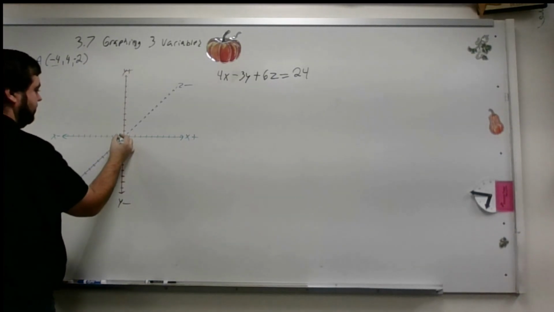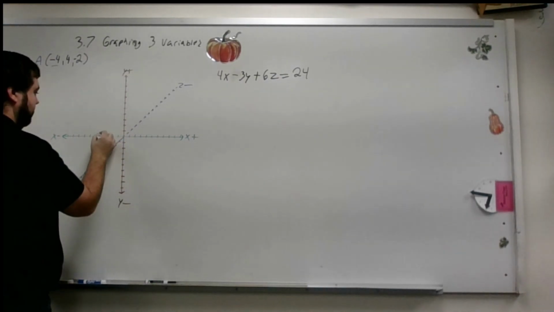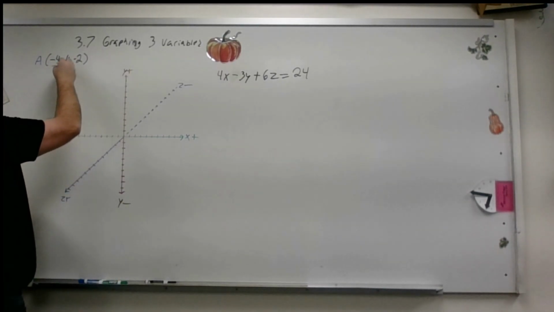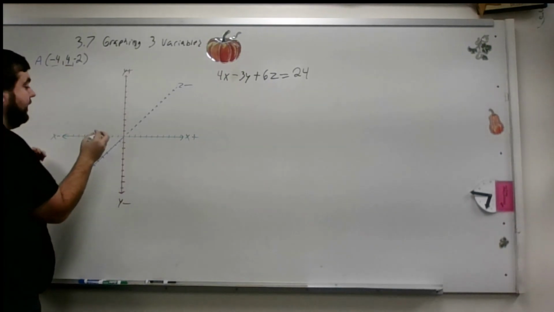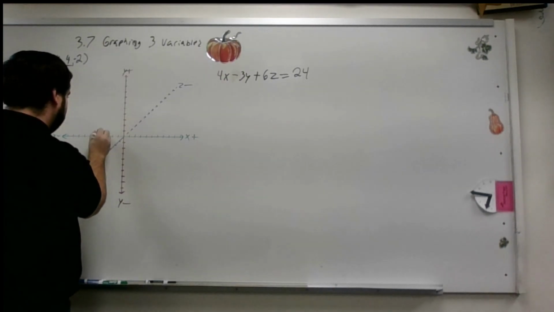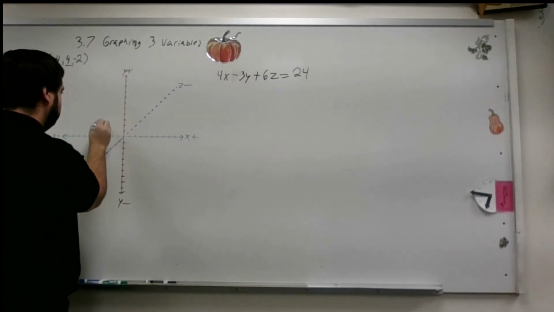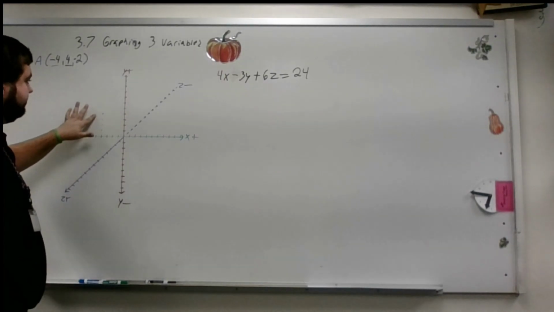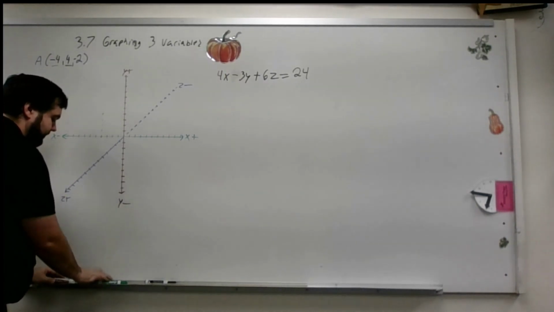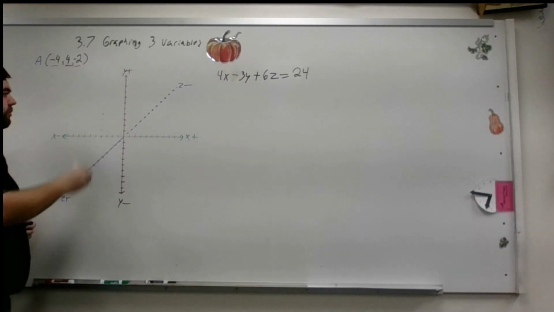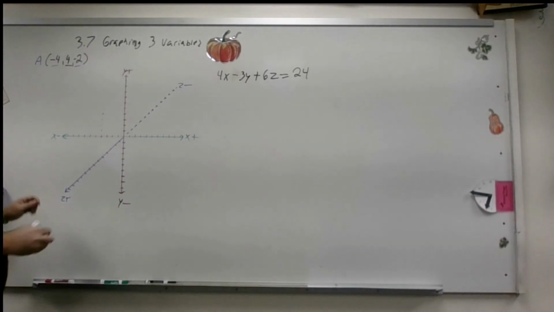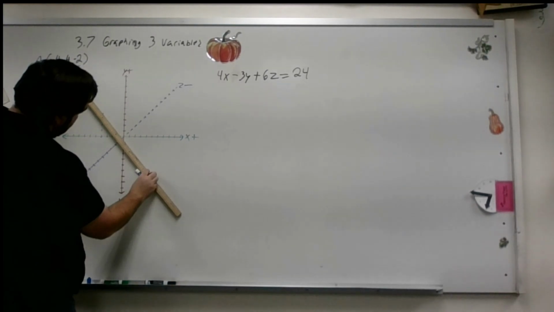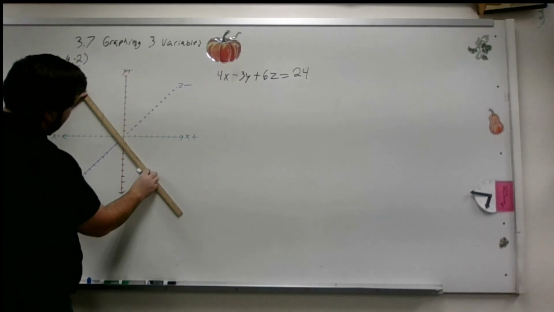We're going to go -4 on the x-axis: 1, 2, 3, 4, negative. Then I'm going to go up 4 parallel with the y-axis: 1, 2, 3. Finally, I'm going to go -2 parallel to the z-axis. So if I draw a line perpendicular right about at 0.